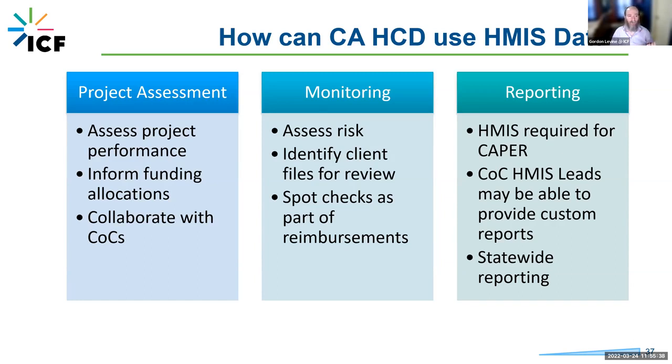It allows you to identify client files for review, and it's part of how you can do spot checks as part of reimbursements. Finally, from the reporting angle, as we said, it's required for the CAPER, and you need it for that. COC HMIS leads can provide custom reporting. Again, a really good local or a really good proximate example is vaccination rates. And finally, you can use it for statewide reporting, and should. Many communities do, and it's an incredibly powerful tool. Next slide, please.